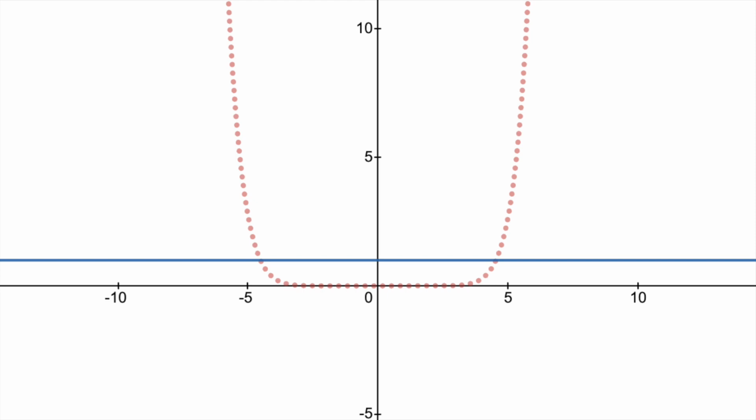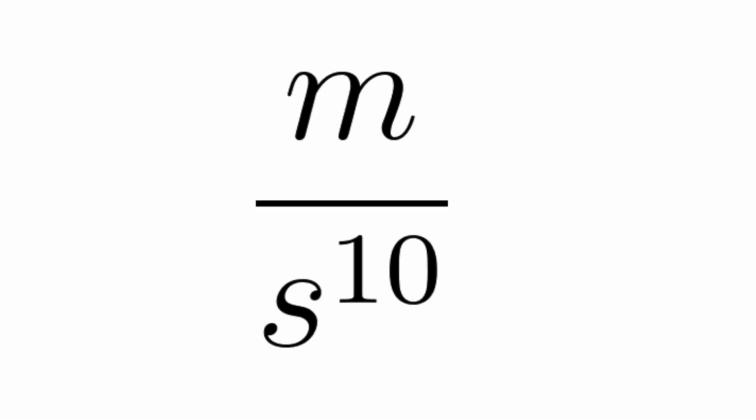Finally, we have reached the end of our derivatives. The final 10th derivative of x to the 10th over 10 factorial is the constant graph y equals 1. The 10th derivative is the same at every point on the graph. The 10th derivative of position is called put and is given in units of meters per second to the 10th.